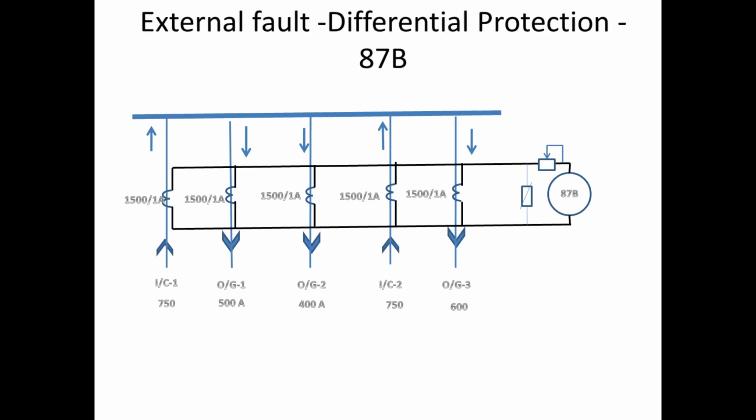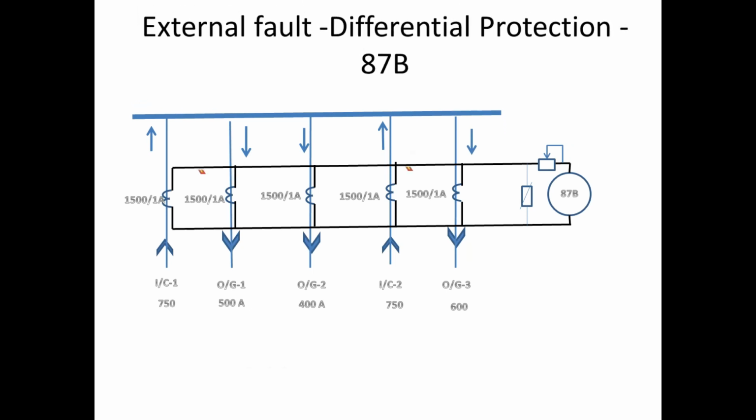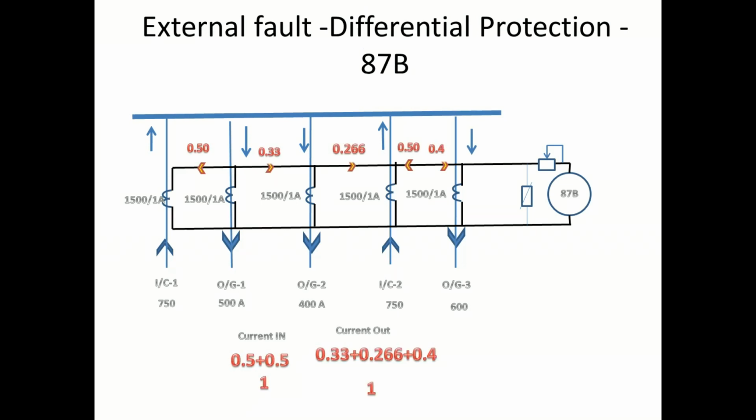Let us assume the both incomer load is 750 amps. Outgoing one is 500 amps. Outgoing 2 is 400 amps and outgoing 3 is 600 amps. According to the CT secondary ratio, the incomer produce 0.5 amps and outgoing 1 is 0.33, outgoing 2 0.266 and outgoing 3 is 0.4 amps. Here the sum of the current in is 1 amp and the sum of the current out is 1 amp. So there is no differential current flow in this circuit.